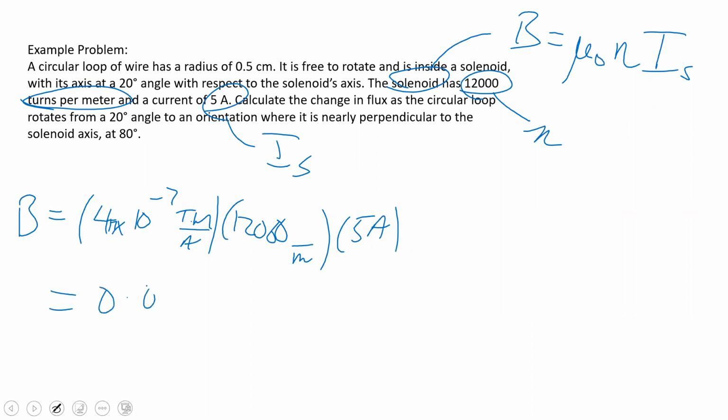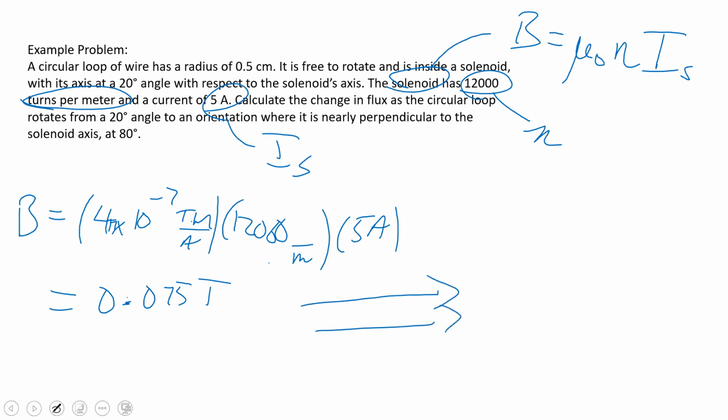I get 0.075 Tesla out of this. Check: we have 10 to the minus 6, 10 to the minus 4 is 10 to the minus 2, 10 to the minus 1. Yeah, it's getting pretty close. That's close to 0.1, so our numbers are okay. So we have a magnetic field. Now we can draw that in.